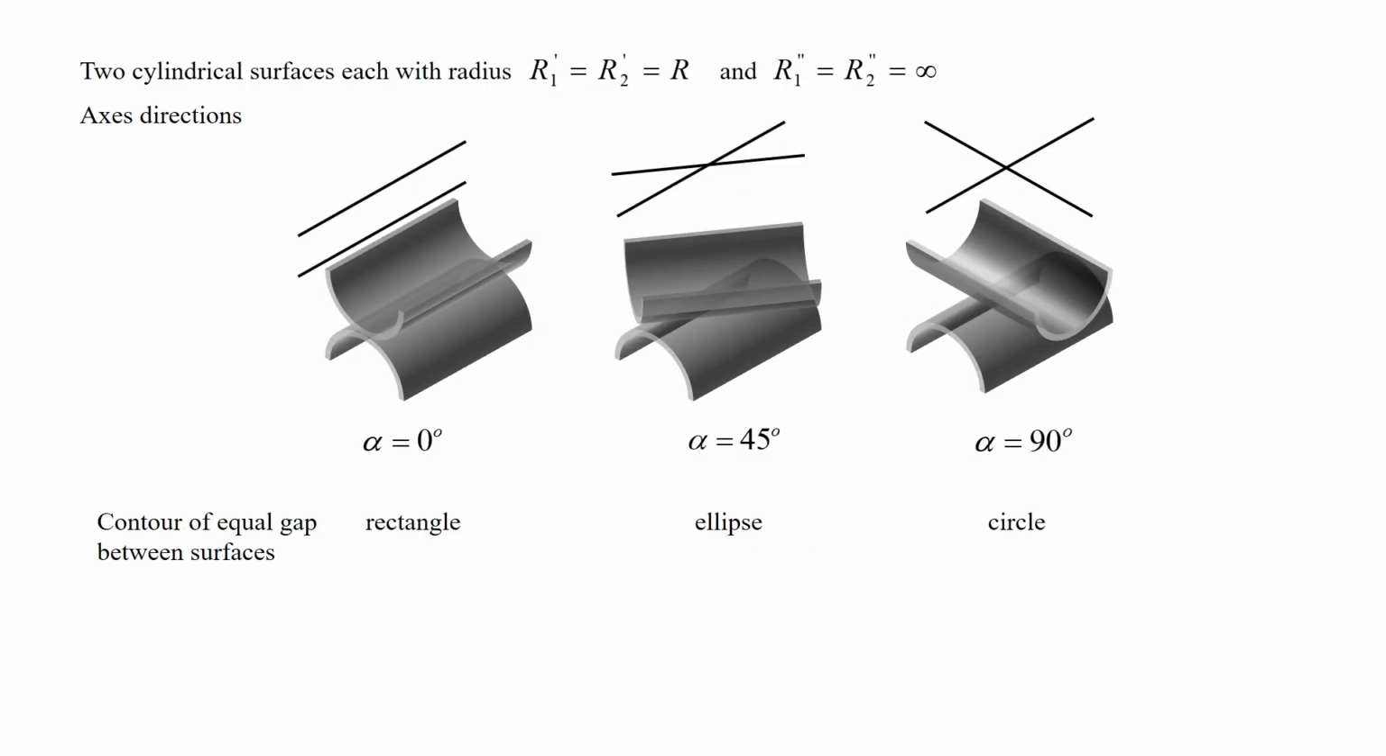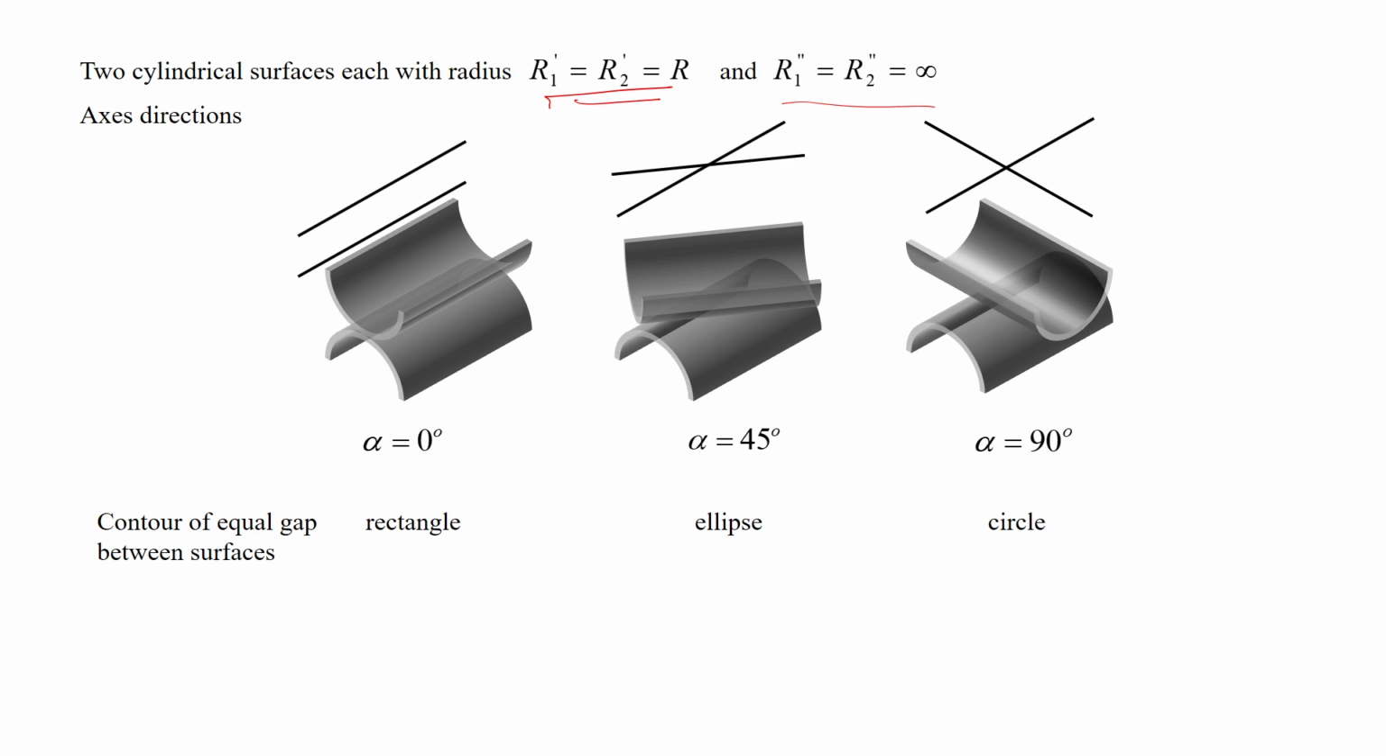So, we will give some example here. For example, let us say there are two cylindrical surfaces each with radius r. So, r1 dash and r2 dash are both equal to r, and since they are cylinders, the other radius of curvature will be infinity, that is the line actually. So, it is infinity there. And let us say these two cylinders are oriented like this.